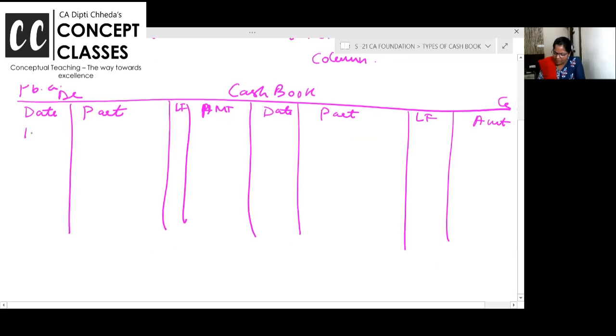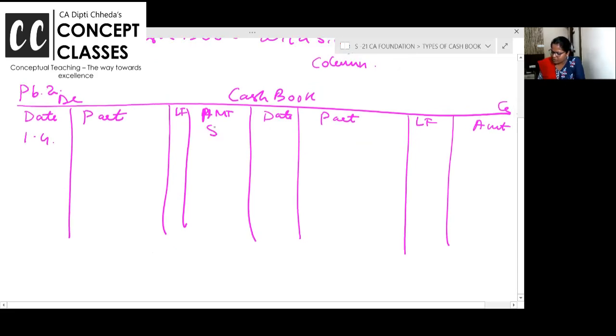1st of April, commenced business with 8,000. So 8,000 cash account debit to capital account. See, cash book in itself is ledger. So frankly, you are framing the journal entry in your mind. What is the journal entry when cash is introduced as capital by Krishna? Cash account debit, Krishna account credit. So cash account, cash is coming in.